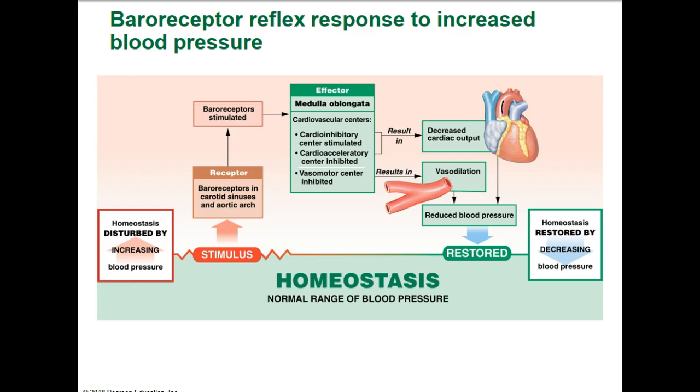This causes the effectors in the medulla oblongata to be reactive. The cardioinhibitory centers are stimulated, the cardioacceleratory centers are inhibited, and the vasomotor centers are inhibited. So in this first case, we get a decreased cardiac output. In the second case, vasodilation. In both cases, it reduces your blood pressure. And we restored homeostasis again, decreasing the blood pressure.